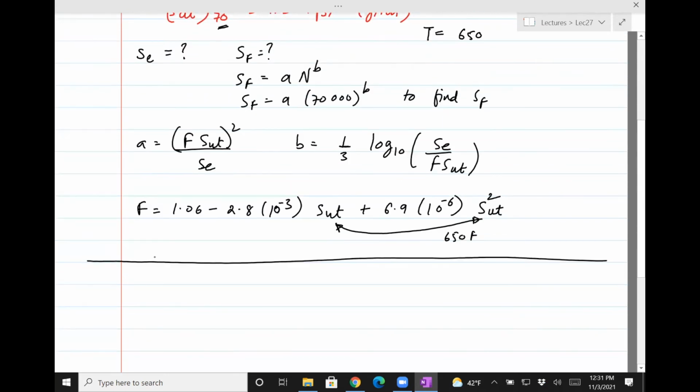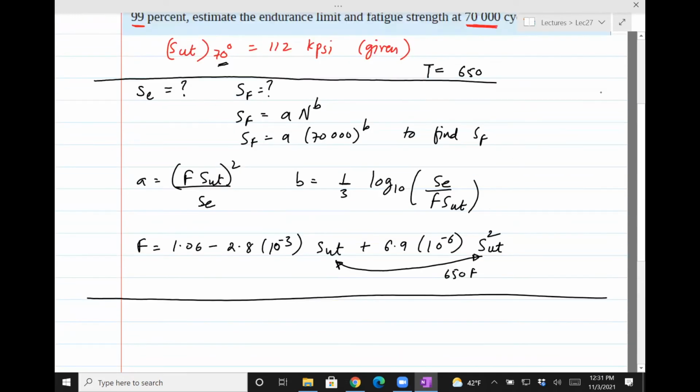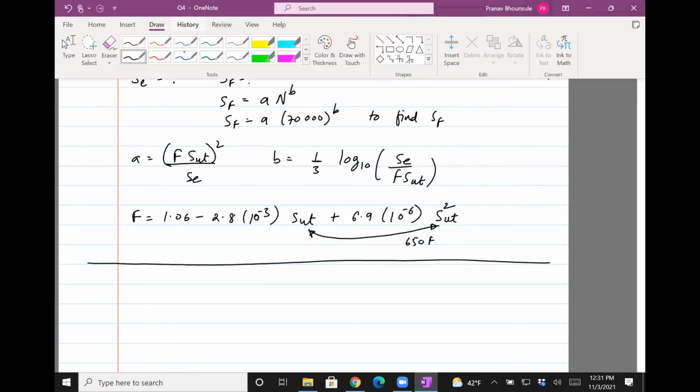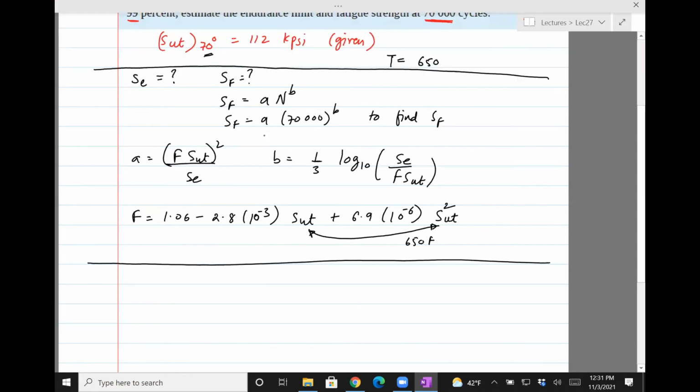So I'm going to make a list of things we need. We need to find, of course, A and B, but A and B depend on F, SUT, and SE. So we clearly need SE, right? Then we need SUT at 650. And I think that's about it. If you can find these two things, we can get the rest of the things.